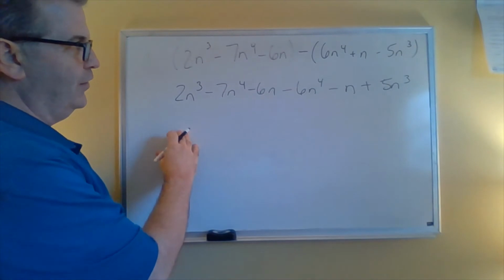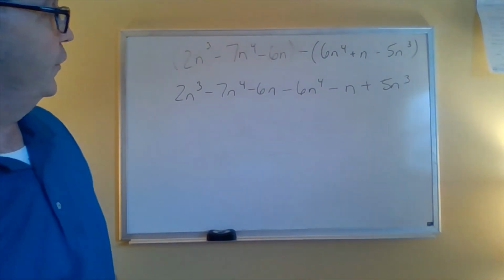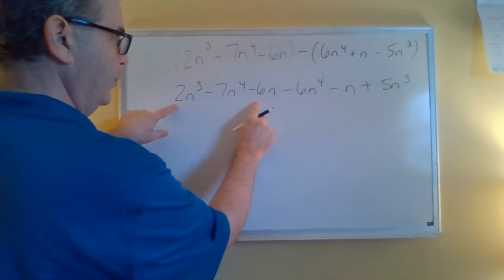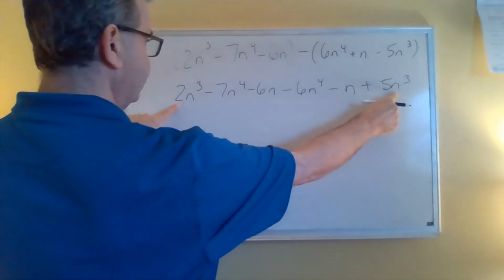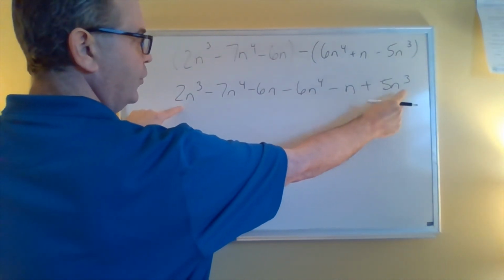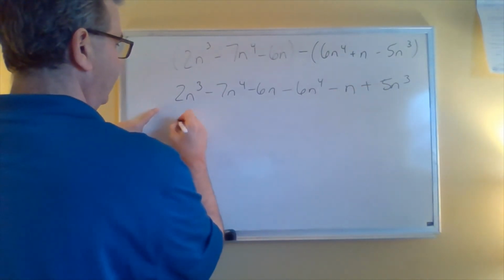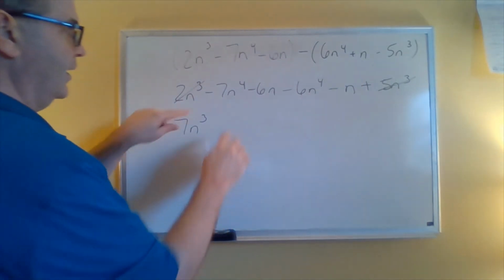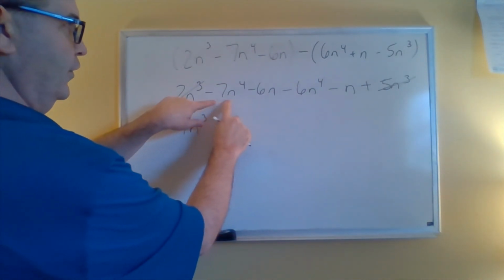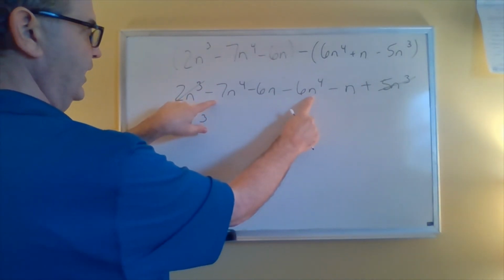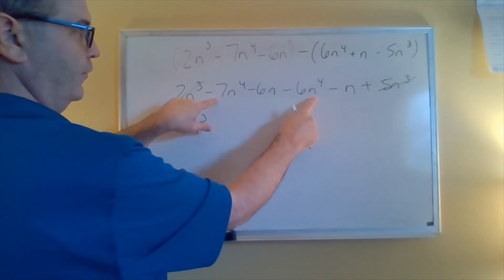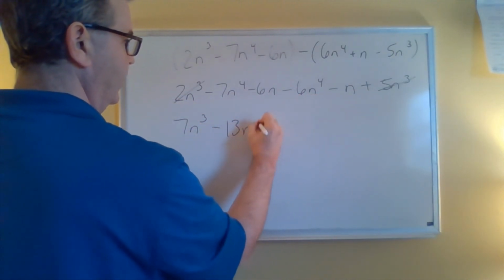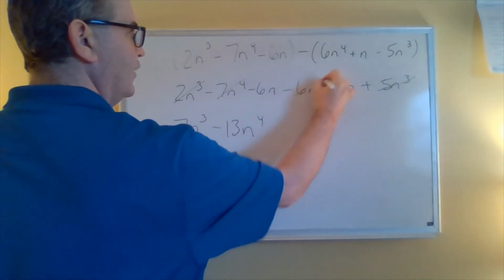Now it becomes a matter of combining like terms again. The first term we come to is an n cubed. Do we have any other n cubeds? We sure do, right here. So we have 2n cubed plus 5n cubed, which gives us 7n cubed. Let's cross those out. Next we come up to n to the fourth. Do we have another n to the fourth? We sure do. So we have minus 7n to the fourth minus 6n to the fourth, which gives us minus 13n to the fourth. Cross those out.